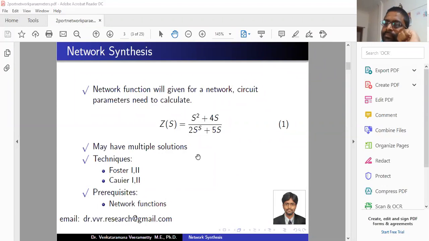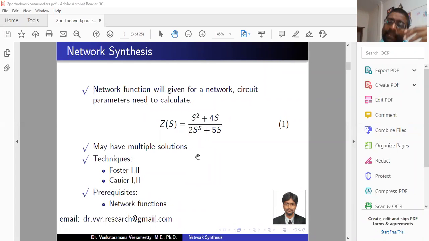That is unique. But in network synthesis, we don't have any electric circuit. The information we have is a network function, which may be an impedance function or an admittance function in S domain. Based on that network function, you are going to design the electric circuit. It is the reverse process. That is what you will do in coming classes in network synthesis. There are different techniques in network synthesis, as listed here: Foster and Cauer.